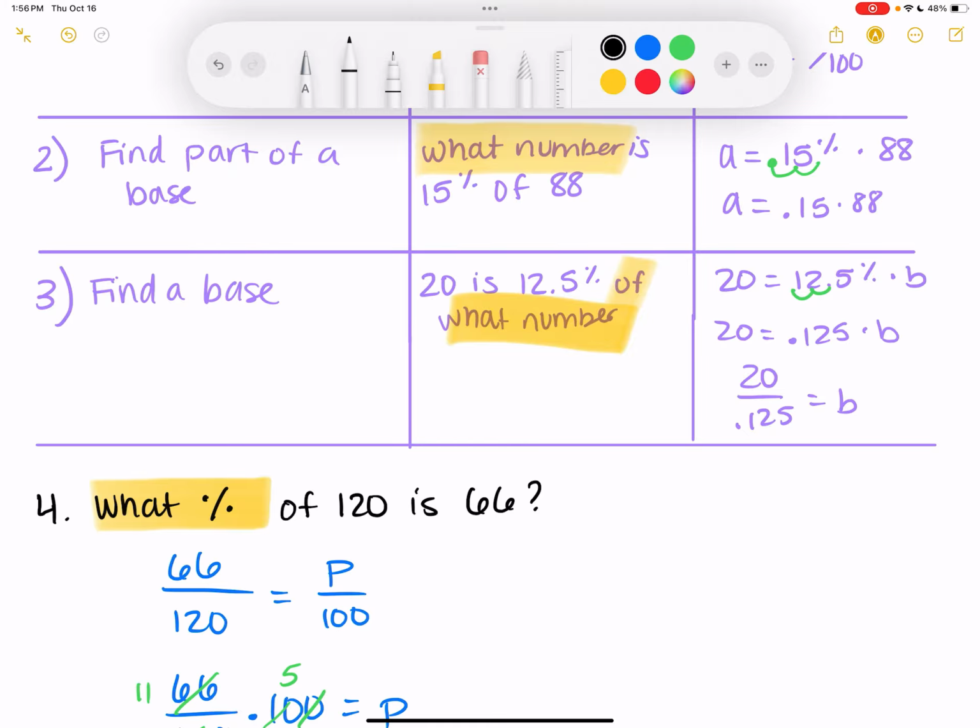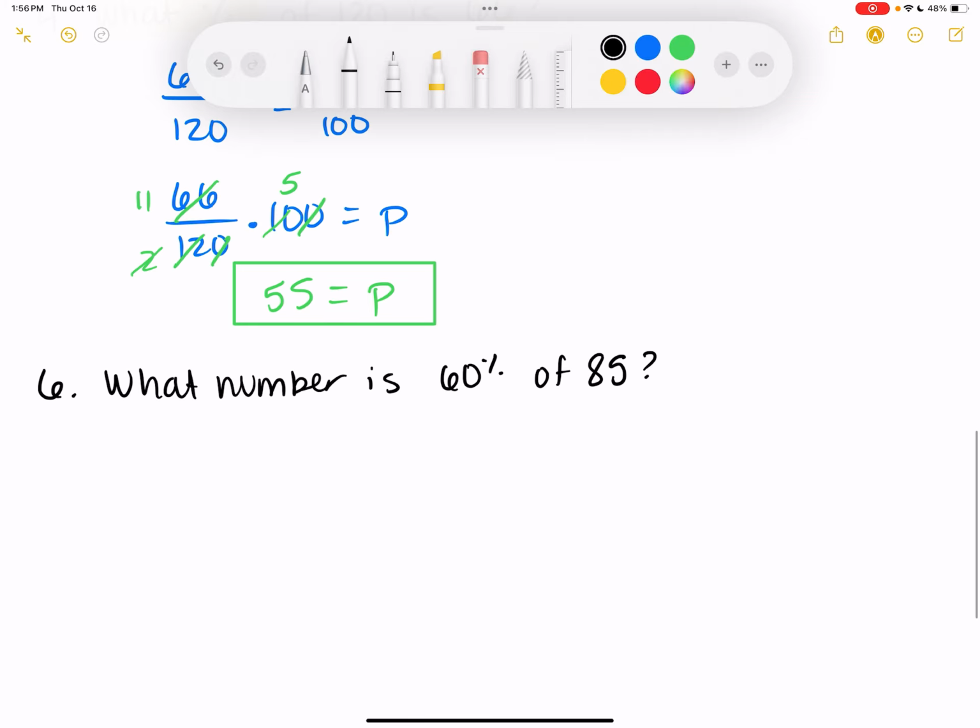So 60% as a decimal is what? 0.6. Yep, so 0.6 times 85. Again, we could set this up and obviously multiply this by hand, but you have a calculator, so you can use it if you have a question.